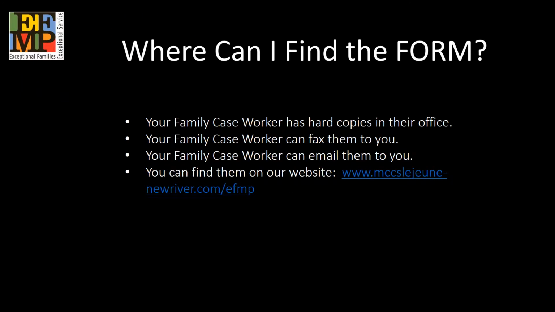There are several options for you to obtain the DD Form 2792 Medical Summary. You can stop into your local EFMP office and ask your family caseworker for blank copies. You can have your family caseworker fax them to you, or email them to you. They can also be found on our website. Our web address is listed here. Please pause this video to take note of the web address now.